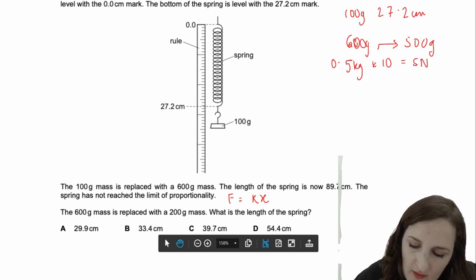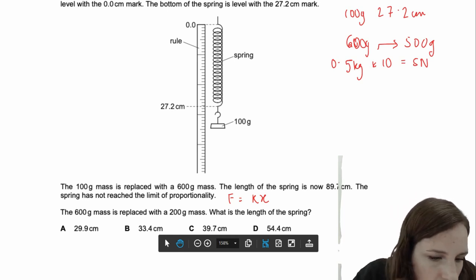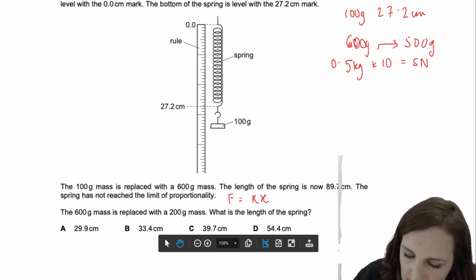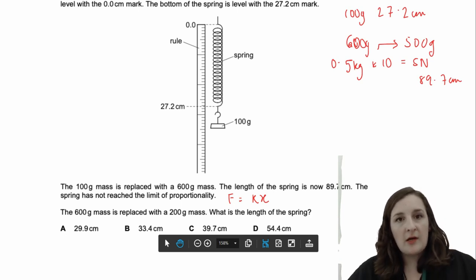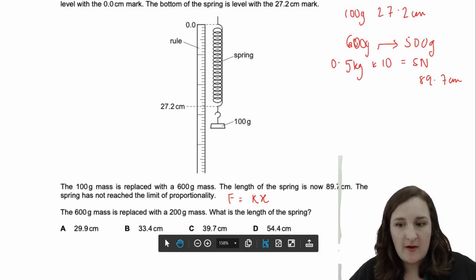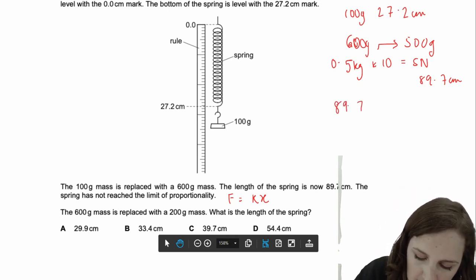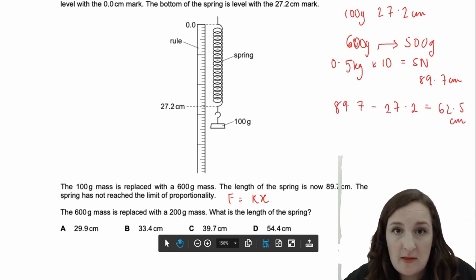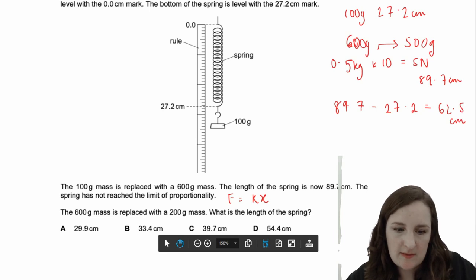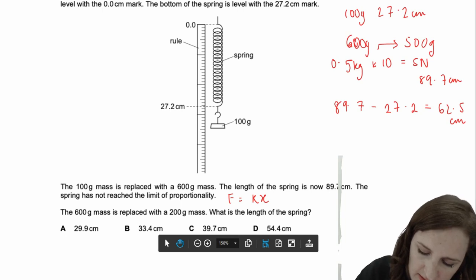So I know that at this point, the length of the spring is, if I look at the question, 89.7 centimeters long. So from 100 grams to 600 grams, where I have added 500, or I have added a force of 5 newtons, the extension is going to be 89.7 minus 27.2. So I'm going to get 62.5 centimeters of extension for having added 5 newtons. That then allows me to find my spring constant.